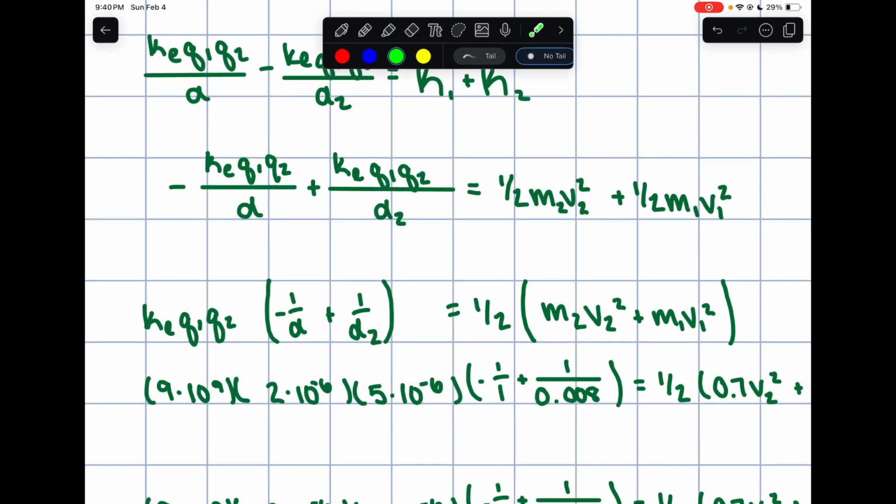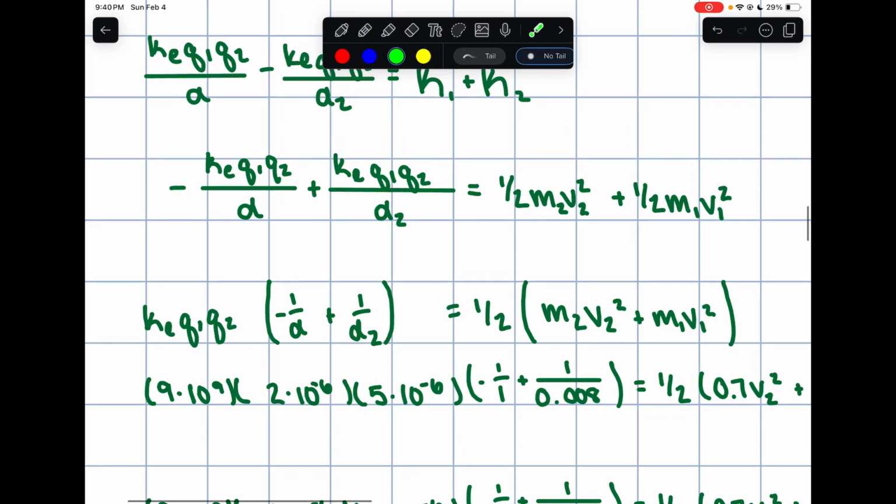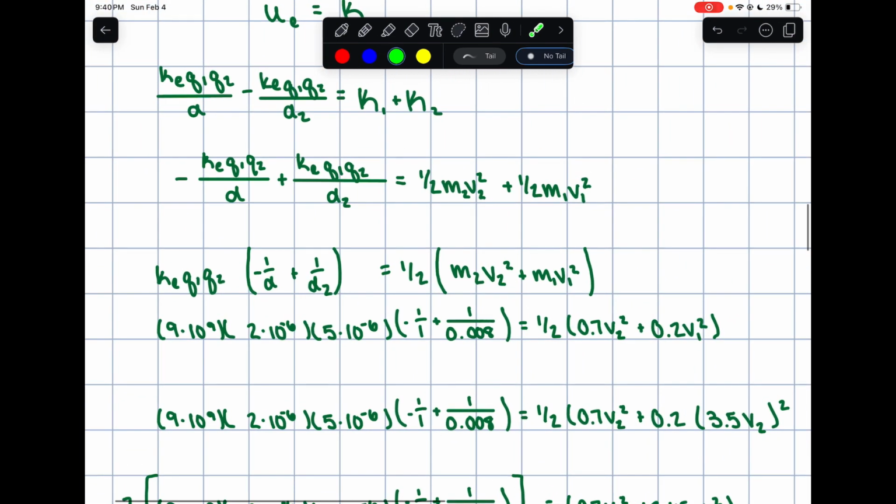From there, we can simplify our equation a little bit by taking out common terms. So we have Ke times Q1 times Q2 multiplied by the quantity of -1 over D plus 1 over D2 is equal to 1/2 mass 2 times velocity 2 squared plus mass 1 times velocity 1 squared. From there, we can plug in all of our givens. You're about to realize we have an issue. We have two unknowns in this problem. So, how are we going to get past that?